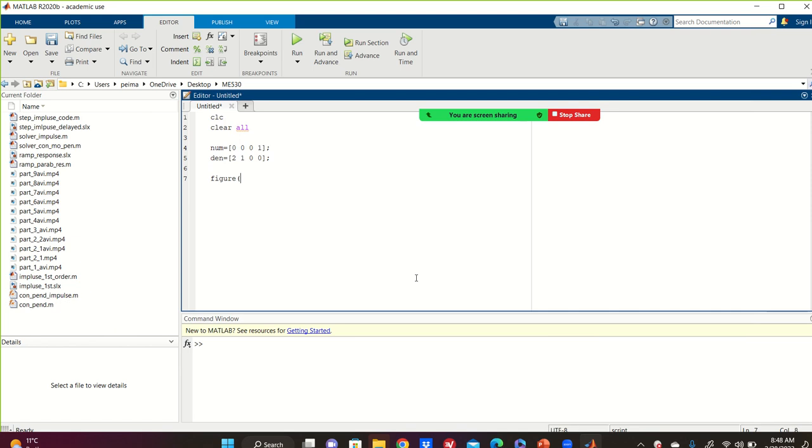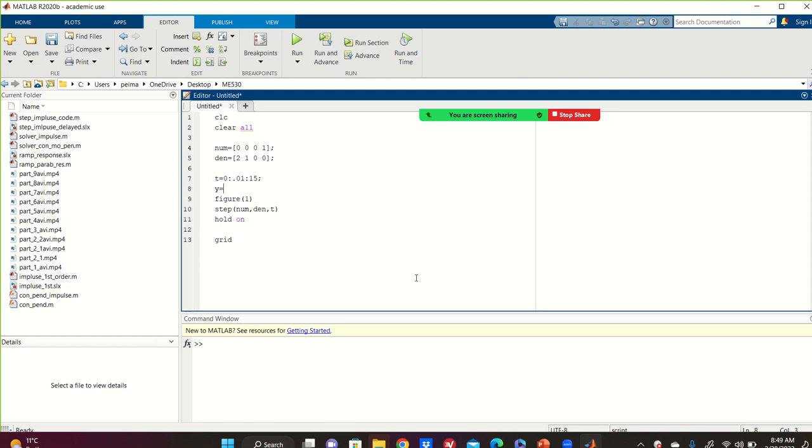Then I'm going to figure 1 step, num then and time. Set me t, and I'm defining t as 15 seconds. Okay, t. And I'm going to say grid, and then hold on. Then I'm going to plot the input to the system.